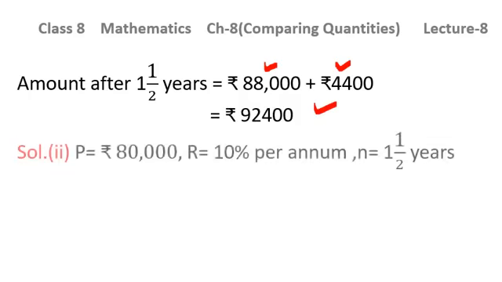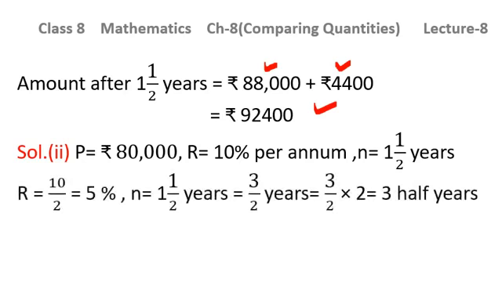Now coming to the second part. Principal here is 80,000, rate of interest is 10% per annum, time here is 1.5 years, but the interest is being compounded half yearly, and for half yearly we know that we need to divide the rate by 2, that will be 5%. Time is to be multiplied by 2. First of all, it will be 3 by 2 years, then it will be multiplied by 2. It will be 3 half years.